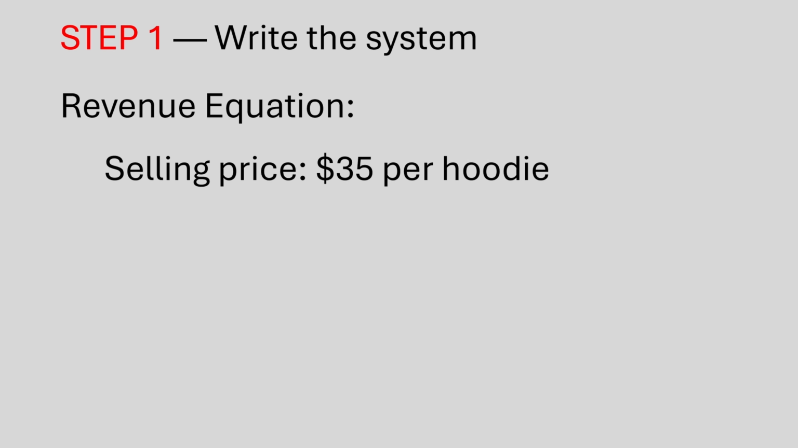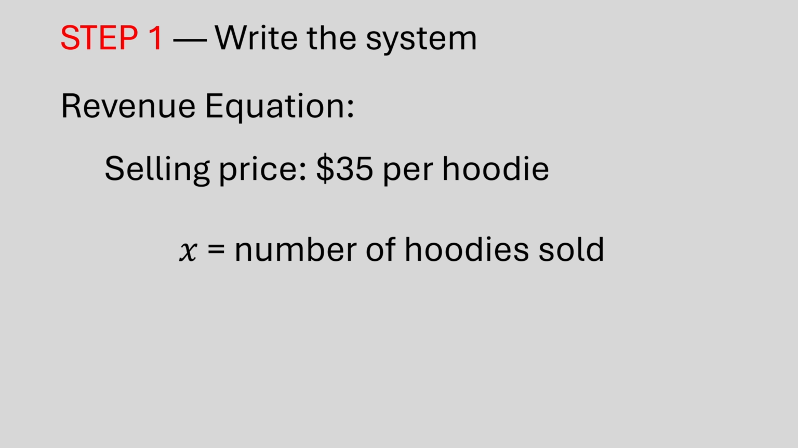Revenue equation. Here we have selling price and X, the number of hoodies sold. So revenue R equals selling price $35 per hoodie times number of hoodies sold X.